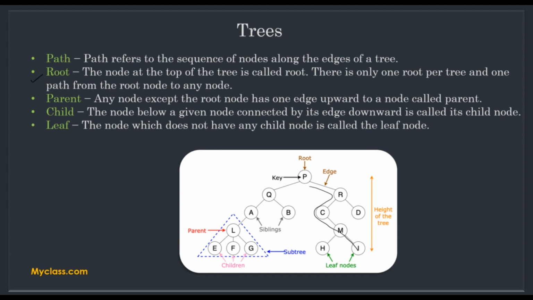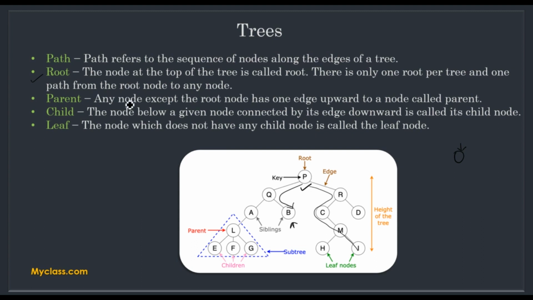Now, one of the main important terms, root. So what is the root? Every tree starts from one node, that is the root. There is always one root for every tree, only one root. The node at the top of the tree is called the root. In this particular example, P is the root. There is only one root per tree and one path from the root node to any node. From the root, only one path to any node. When we want to reach B, only one path is there. So that is the root of a tree.